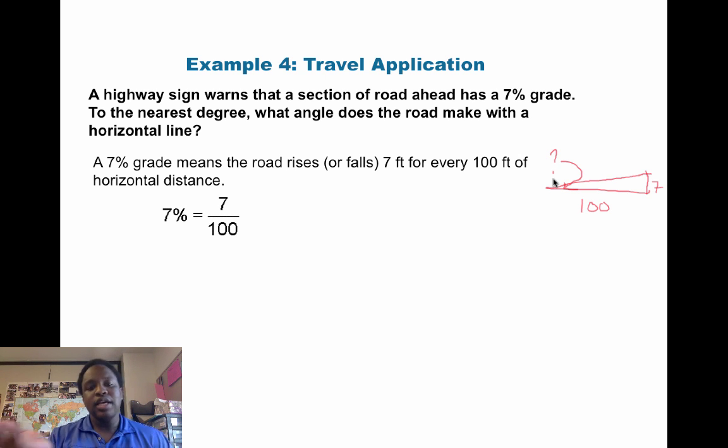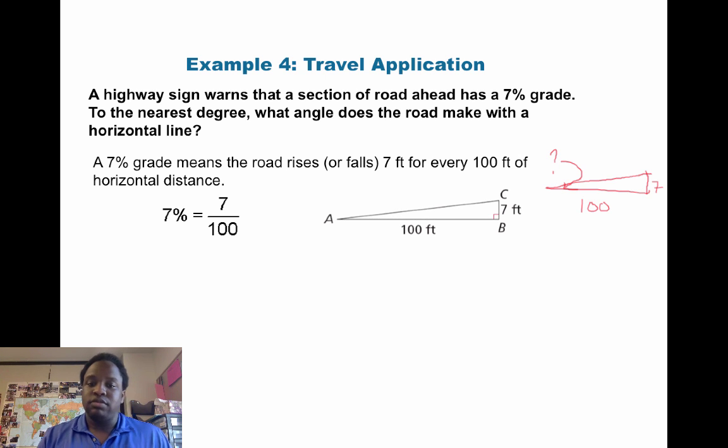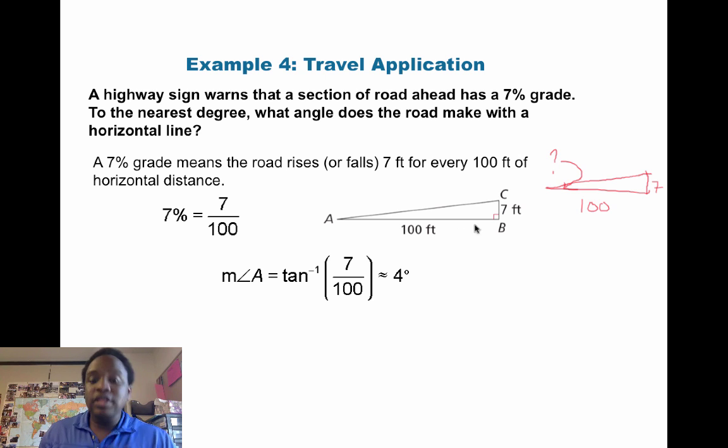So 7% is like 7 over 100. So there we go. And so we know the opposite side and the adjacent side. So we can do inverse tangent of 7 over 100. And it's approximately 4 degrees. So the angle that is made is approximately 4 degrees. So clearly, this is not the steepest road in the world.